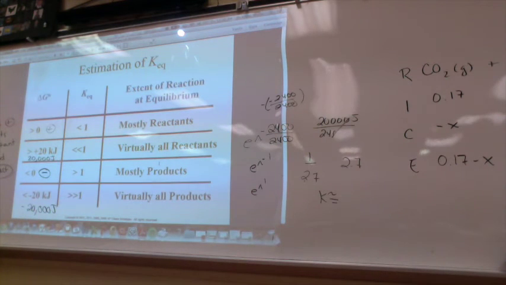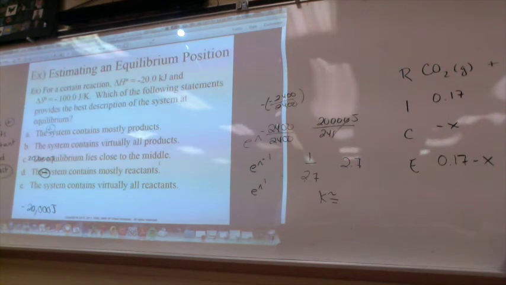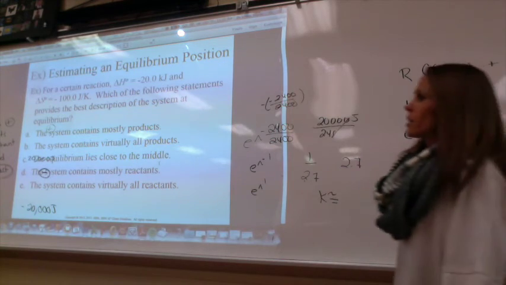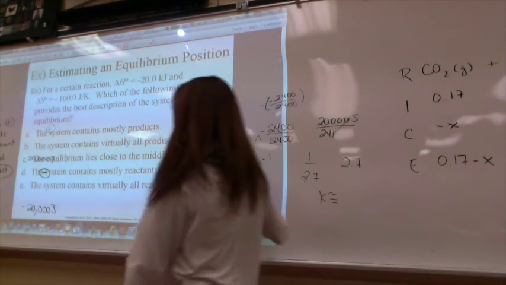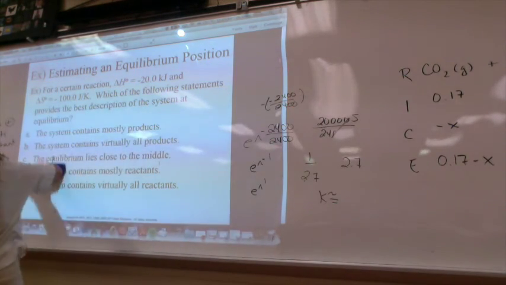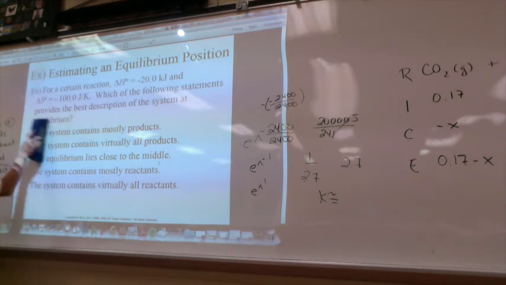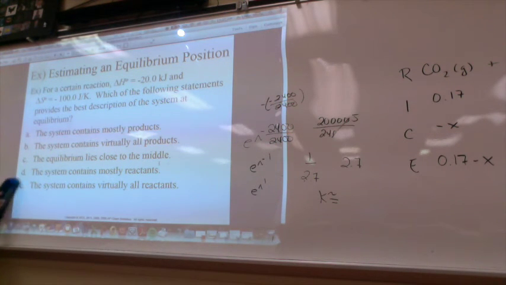So let's look at this as a multiple choice question. Don't call out the answer. So you're choosing, is this somewhat reactant favored? Is it virtually all products? Or does it lie somewhere in the middle? So you're given your delta H value, you're given your delta S value, and it says which of the following provides the best description of the system at equilibrium.